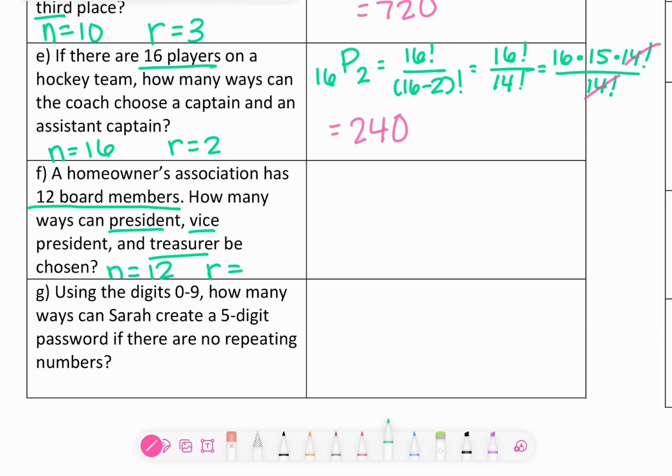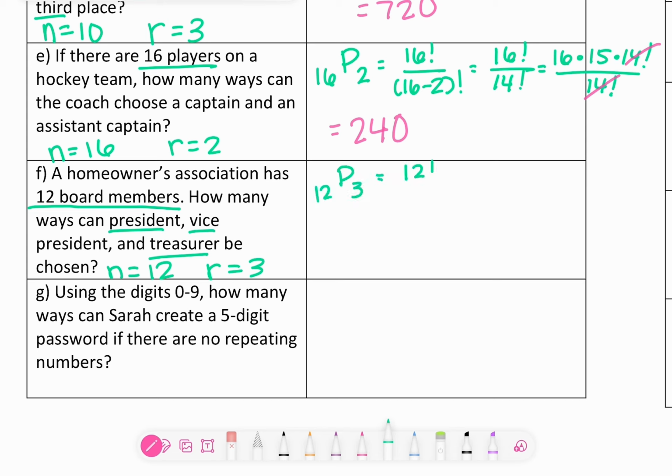And then we're using a sample, right? We're choosing 3 of them. Okay, president, vice president, treasurer. Now this is a permutation again, because president, vice president, and treasurer all hold different roles. They have a different title. It's not just choosing 3 random people to be the leaders, for example. So now it's going to be 12 permutation 3.